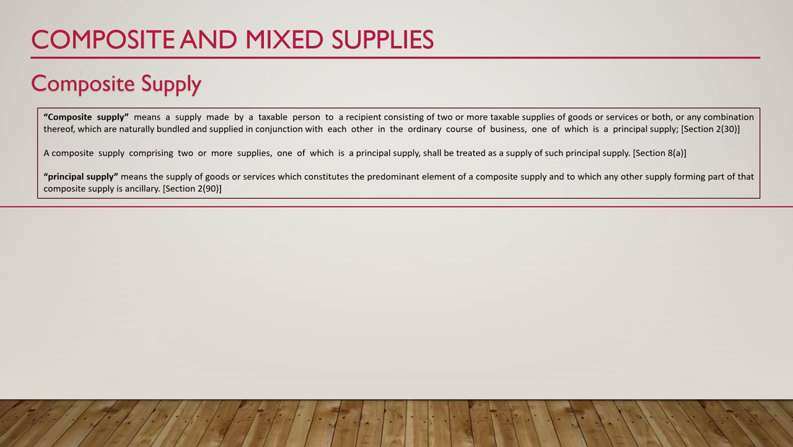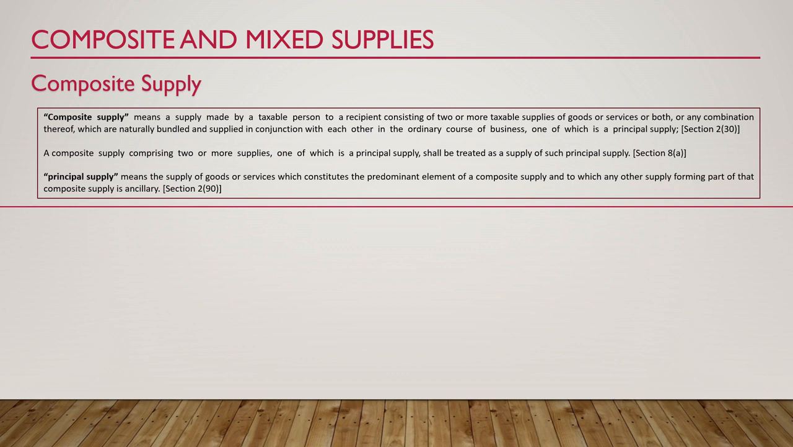Let's look at composite supply now. Section 2, subsection 30 of the CGST Act is the section which defines composite supply. According to it, a composite supply means a supply made by a taxable person to a recipient consisting of two or more taxable supplies of goods or services or both, or any combination thereof, which are naturally bundled and supplied in conjunction with each other in the ordinary course of business, one of which is a principal supply. So this is the definition.